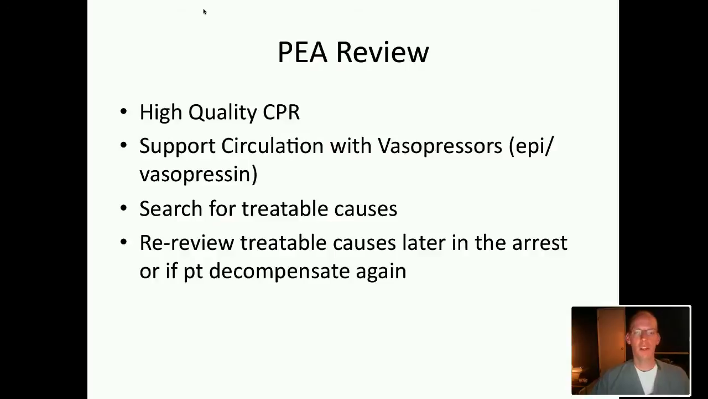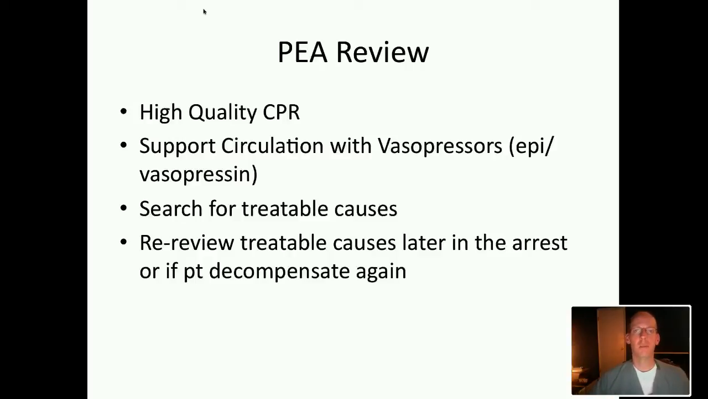So I'm going to review quickly our PEA, and once again, asystole, they're the same. The treatments are the same. You get high quality CPR, support the circulation with vasopressors, epi, and then a single dose of vasopressin. You're going to search for the treatable causes, run the list, then rerun the list, looking for other causes that may have developed as the arrest progresses. If the patient decompensates again, so you get them back and they recode, rerun the list, because it may be a new finding that was a result of maybe the original arrest therapy.